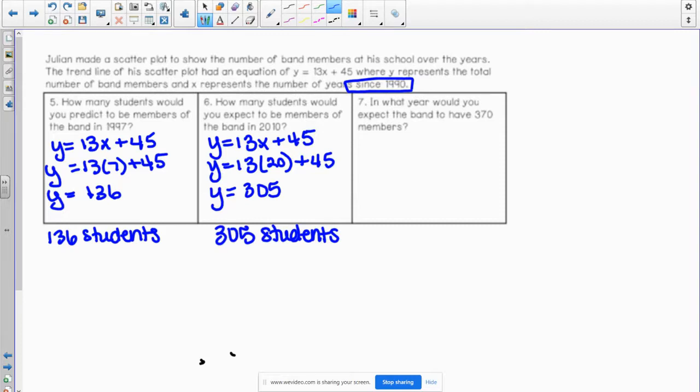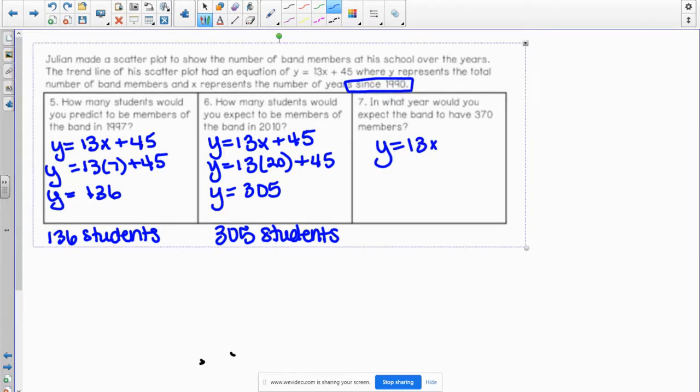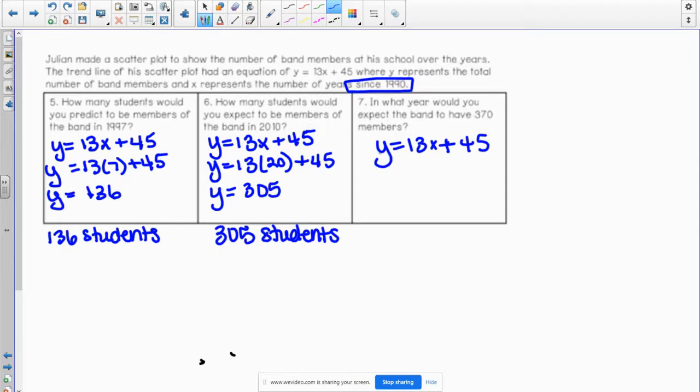And the last question, in what year would you expect the band to have 370 members? So this one's backwards. Before I was knowing the years. This time, I'm knowing the number of band members. So if I come up here, y is the total number of band members. So this equation here, 13x plus, it doesn't look like a plus sign, we're going to add 45. 370 is the y because that's students.